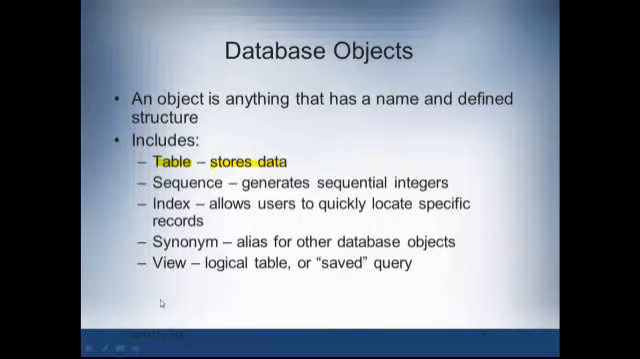Okay. Other objects are a sequence, which is an object that's used to generate sequential integers. We typically use a sequence to insert values into primary key fields. Now, they can be used for other reasons, but that's the typical reason for using a sequence. Okay. An index is an object that is associated with specific column or columns within a table, and it allows users to quickly locate specific records. A synonym is an alias for other database objects. It's kind of creating another name for that object.